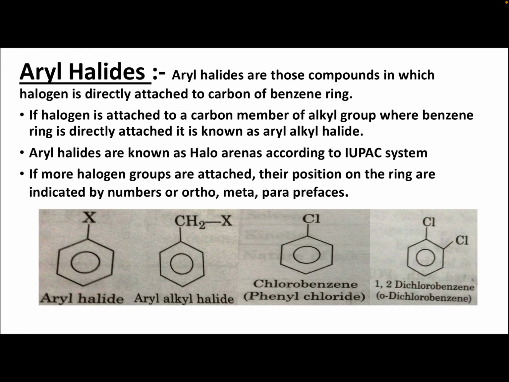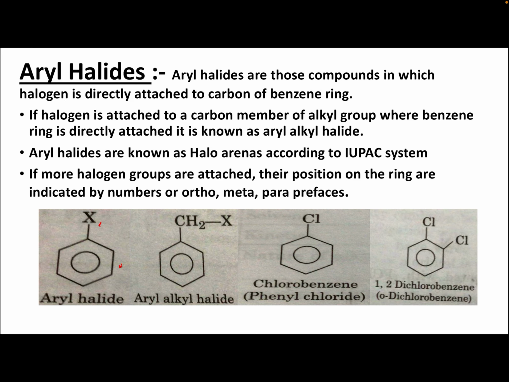What are aryl halides? Aryl halides are those compounds in which halogen is directly attached to carbon of the benzene ring. That means the benzene ring is there and halogen is attached. Such compounds are known as aryl halides. What are halogens? Chlorine, bromine, iodine, these are halogens. So if halogens are directly attached to the benzene ring, then they are known as aryl halides.